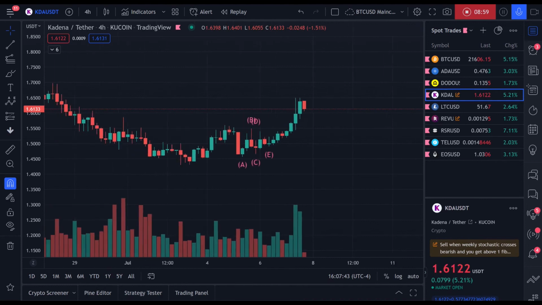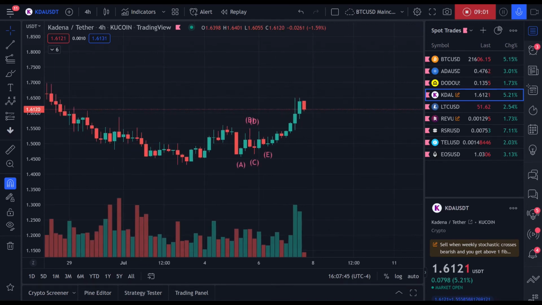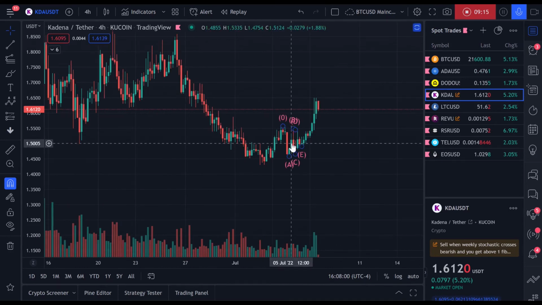See an ABCDE triangle, and triangles, we all know, happen in waves B and waves 4, and I think waves X, but don't hold me on that. Maybe only waves B and 4. Anyway, you see a triangle here, and I think it's clear that it's a wave B triangle. I do not believe that it's a wave 4 triangle here in Kadena. So your impulse starts right here at the end of this triangle for Kadena.